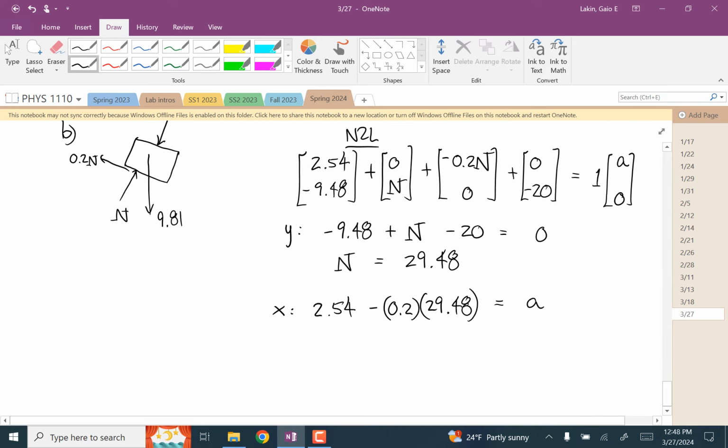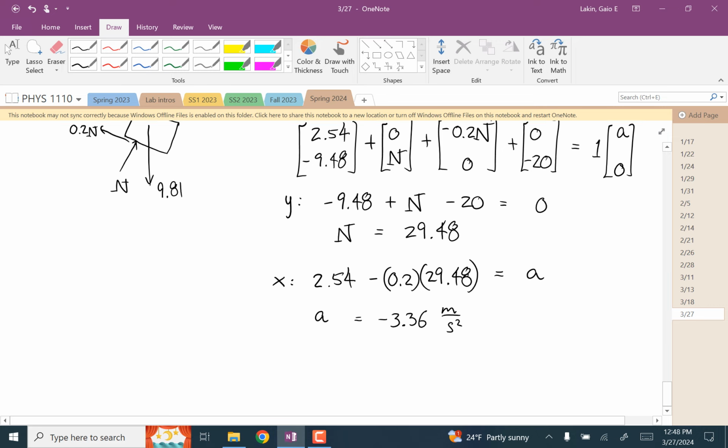And this time you get that a is equal to negative 3.36. Put that back in the acceleration vector and you get negative 3.36, 0. Or in other words, the acceleration is up the ramp at 3.36.